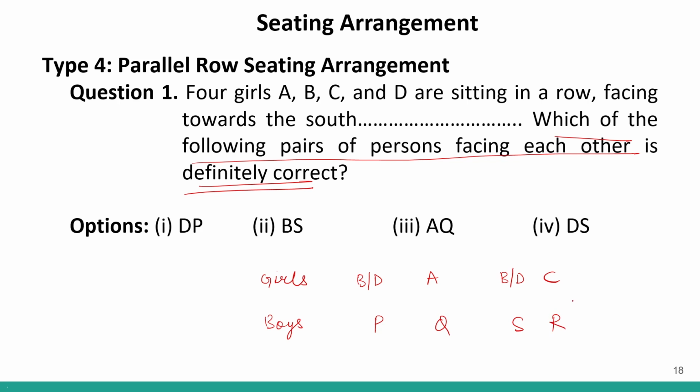Now we have to tell which of them is definitely correct. DP is not definitely correct because it could be BP also. Correct? So this is false. BS again is not definitely correct because here we can have DS also. Correct? DS again, it is a possibility. We can have BS also. So this is also not correct. But AQ is definitely true. AQ is definitely true. Therefore, option number 3 will be my answer. AQ. Clear?